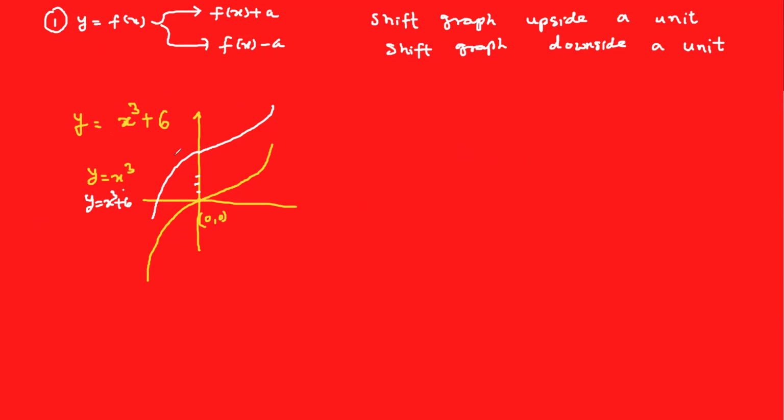Understood? And what will be the graph of x cube minus 6? The same graph will shift 6 units downward. Understood? Right, another example. If I ask you what is the graph of minus 9?